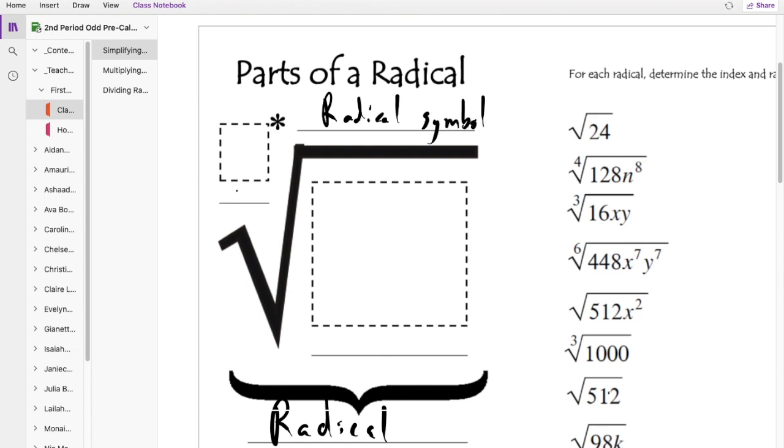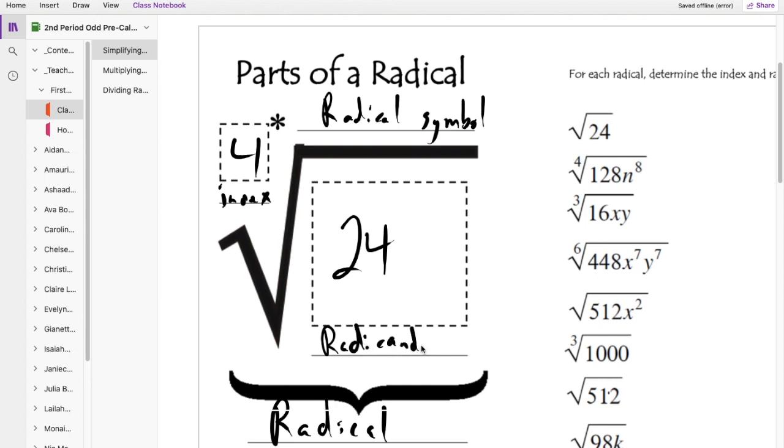Over here, a lot of times you don't see a number, and when you don't see a number, it's considered the number 2. This is called the index, and it can be anything. It could be 2, it could be 3, it could be 4. So this index is telling us what root we want to actually take of whatever's inside. And what's inside, so let's say we have the number 24, this is called the radicand.